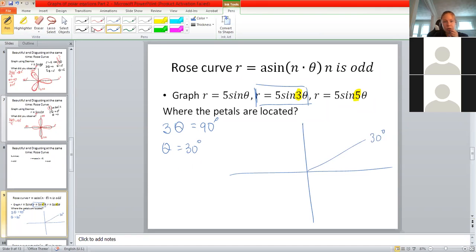How to find the location of the other petals? Knowing that the circle is 360 and there have to be 3 petals, it will happen every 120. From 30, rotate 120 and you will be at 150. Maybe it's right here.